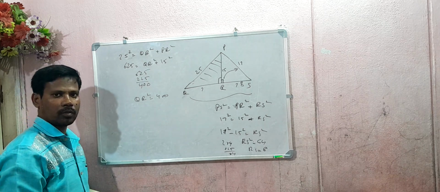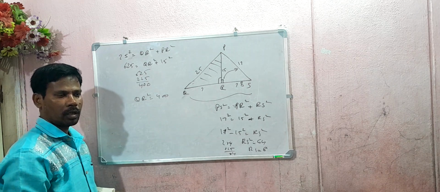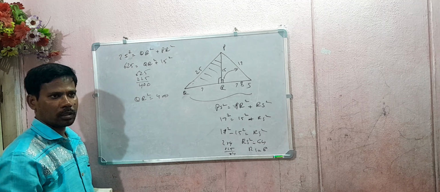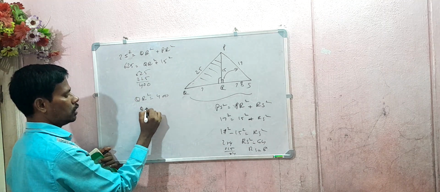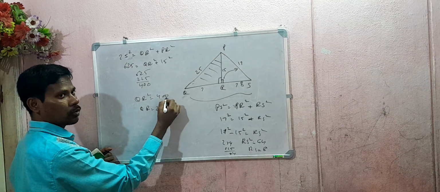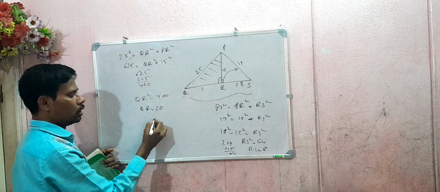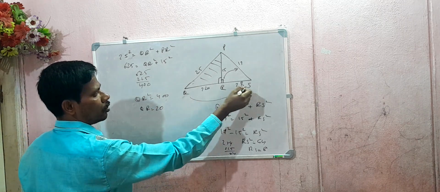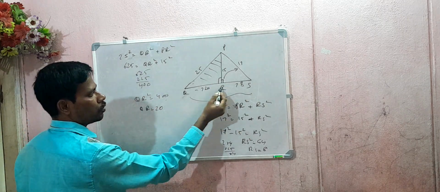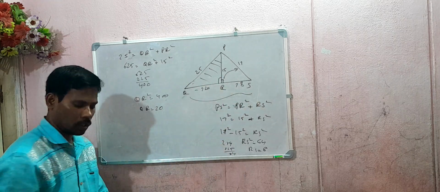Equations and all that, please refer to my basics class. There are approximately 10 basics classes. How to transpose and all that is clearly mentioned. QR square is 400, so QR is 20, since 20 square is 400. So QR is 20. So total is 28. He is asking this one is 20, this is 8, and total length is 28.